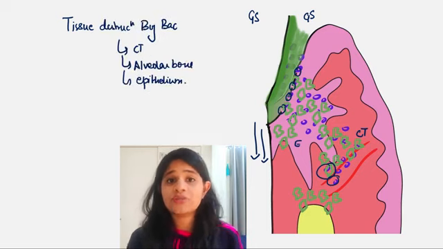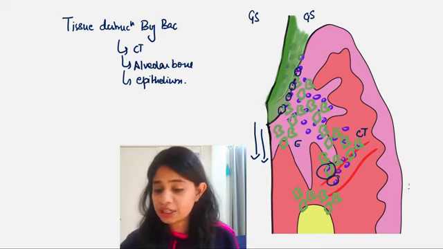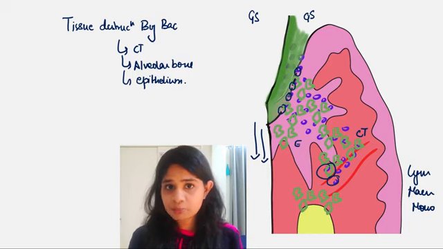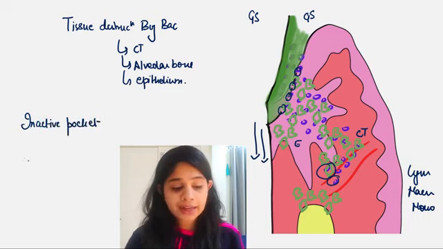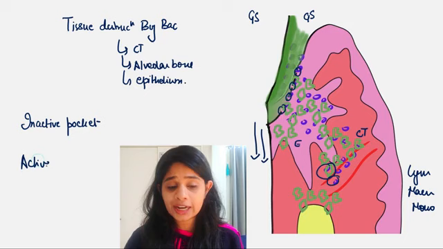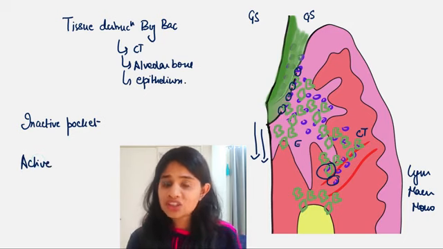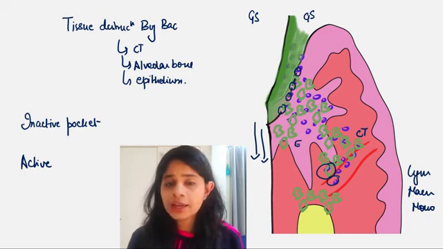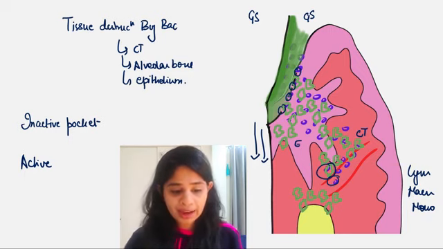Now at this stage, if the host responds to this bacterial attack by activation of various other mechanisms like recruitment of the lymphocytes, the macrophages and the monocytes, then the host is able to arrest the disease process. And in that case, there is formation of something called an inactive pocket. Whereas on the other hand, if the host is not able to arrest the disease process and the destruction by the bacteria and the host-mediated enzymes is still occurring, then it is termed an active pocket.